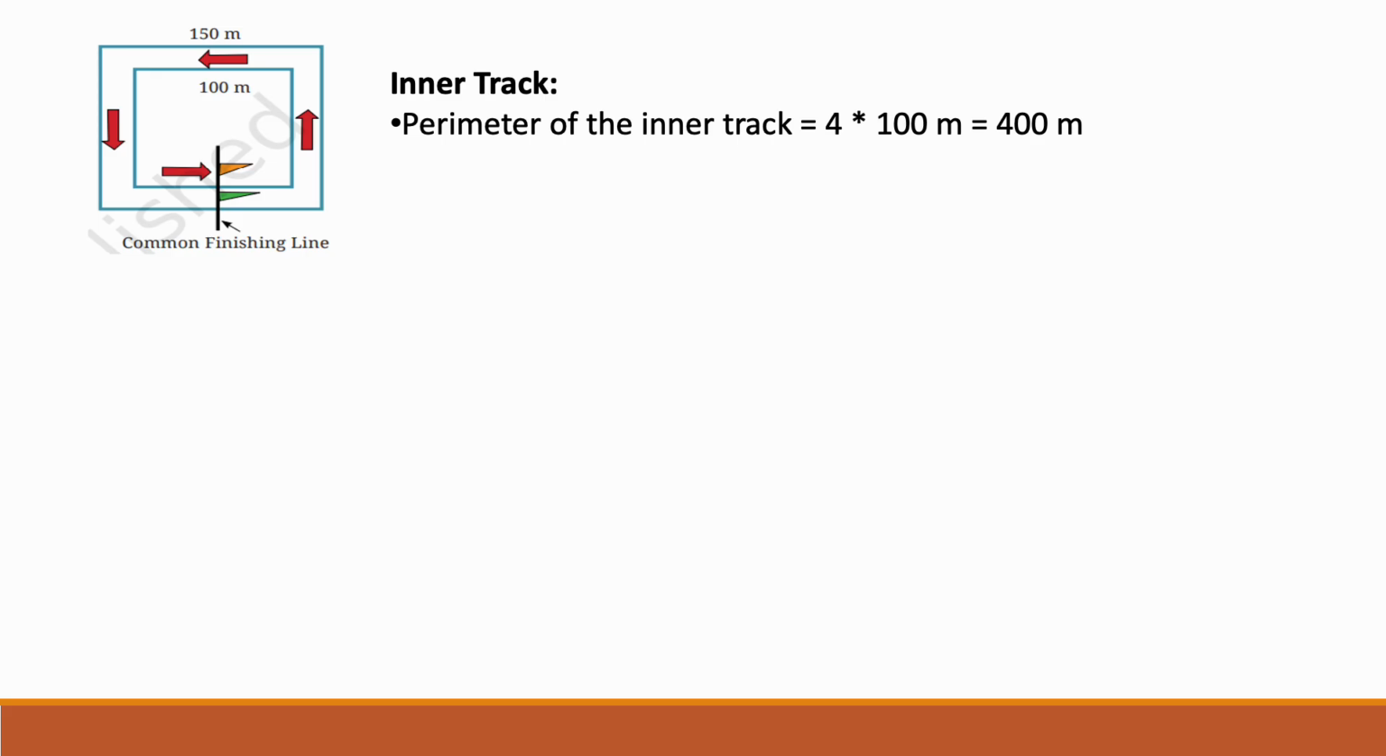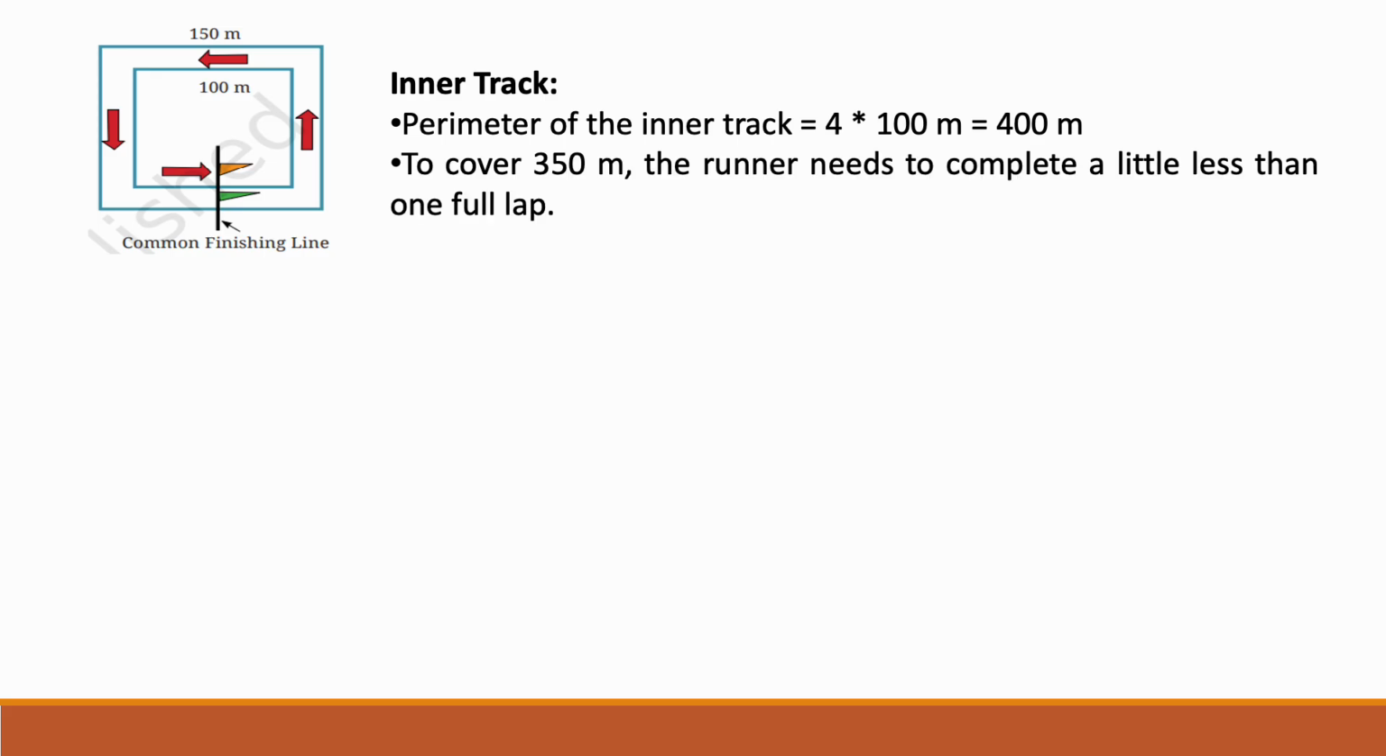So for the inner track, what is the perimeter? It is 4 into 100 meter, that is 400 meter. Why? Because this is a square track, so the perimeter is 4 into side, that is 4 into 100 meter, that is 400 meter.